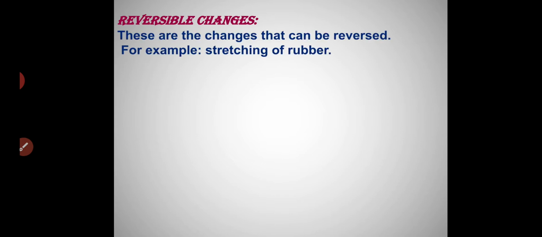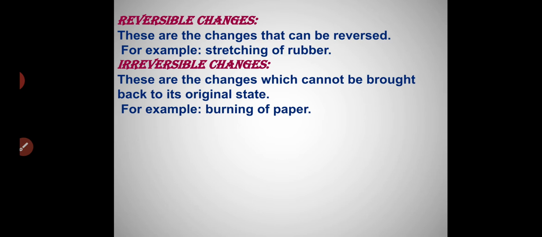Now reversible changes. So what are reversible changes? When we get the substance back, that is nothing but reversible change. For example, stretching of rubber, right? However much you stretch the rubber, we will get it again. Now irreversible change. When we do any change with that substance, it will never come back. So that is nothing but irreversible change. These are the changes which cannot be brought back to their original state. For example, burning of paper, it will convert in the form of ash.